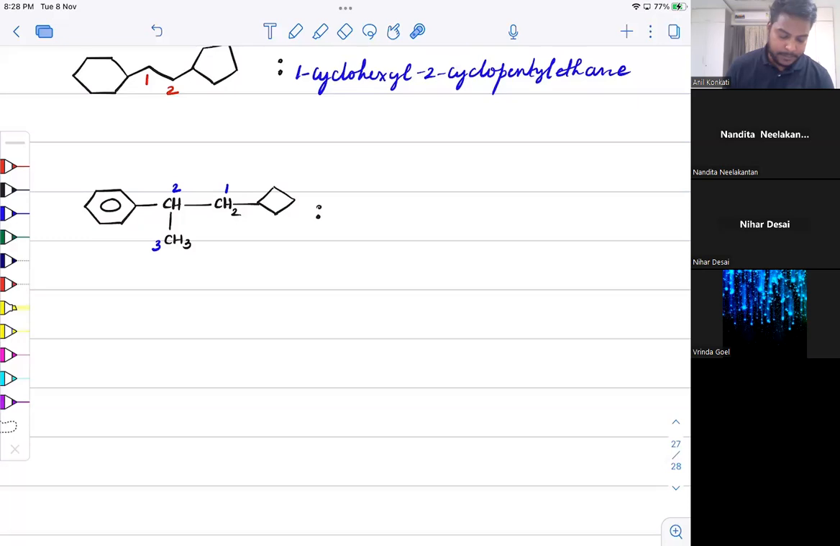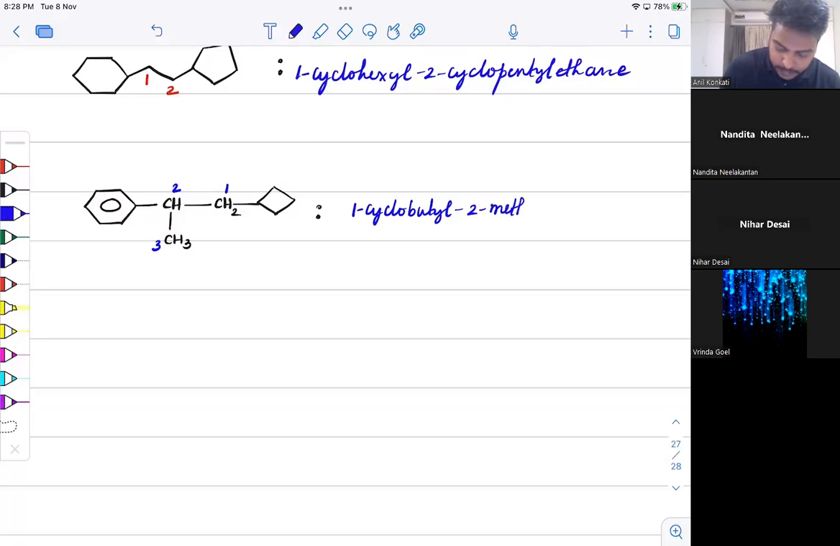So now guess what is the name? So 1 second. 1 cyclobutyl. 2-cyclohexyl. 3, this is not methyl. Cyclohexyl. With the ring, if it is there, it is phenyl. Correct? Yes, sir.